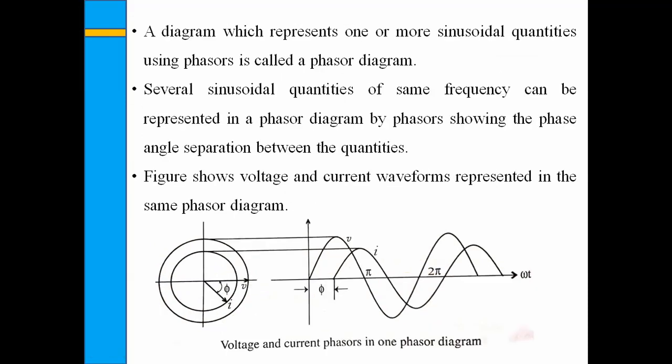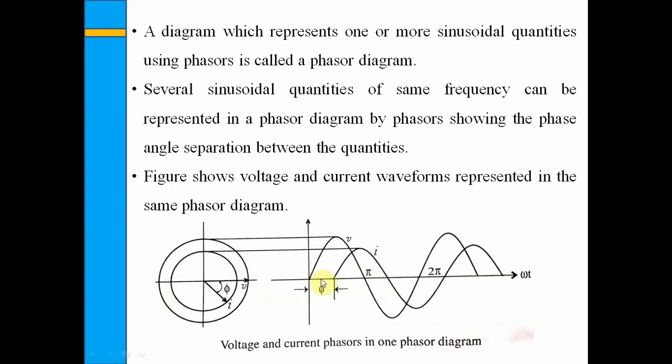Now, a diagram which represents the sinusoidal quantity as a phasor is called the phasor diagram. So a phasor diagram can have different phases, one or more phases, but they should have the same frequency. Now we are considering two sine waveforms, voltage and current. Current is lagging the voltage by an angle phi. These two quantities have the same frequency. They maintain the lag throughout.